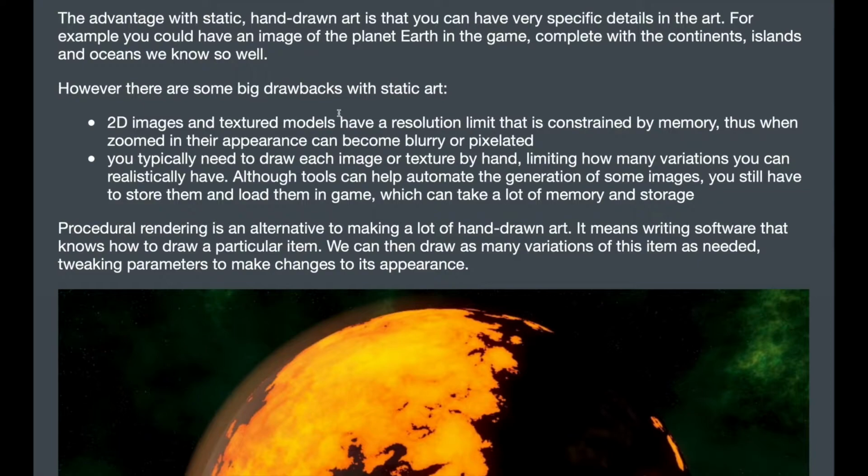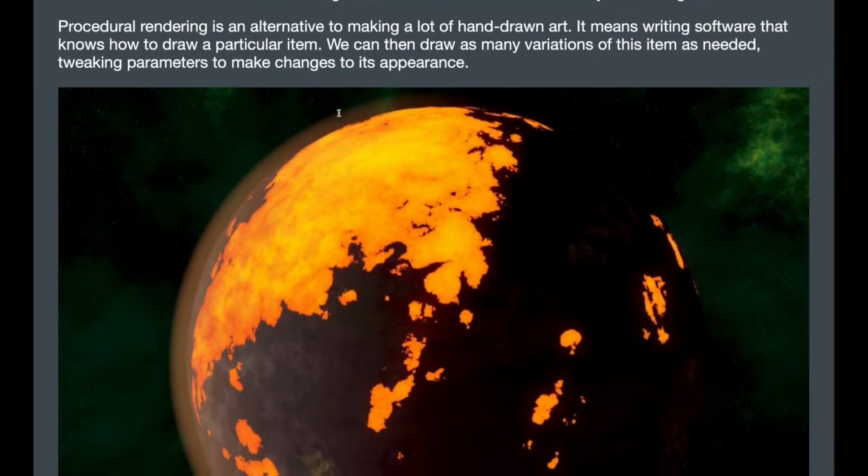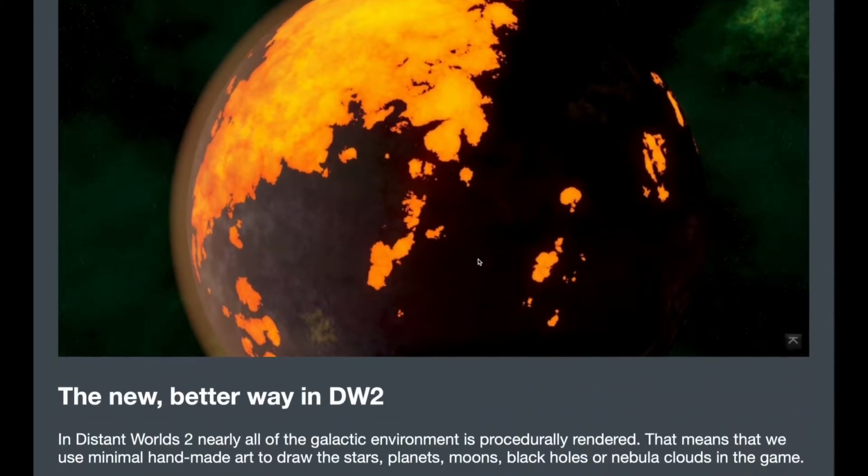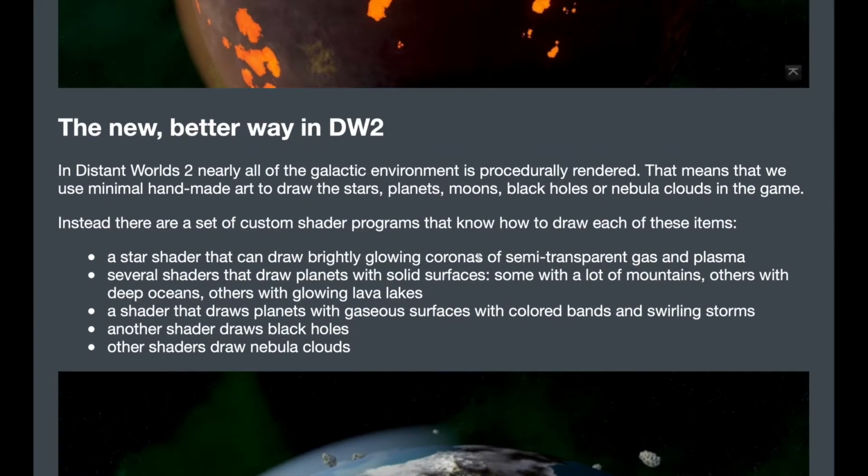Procedural rendering is an alternative to making a lot of hand-drawn art. It means writing software that knows how to draw a particular item. We can then draw as many variations of this item as needed, tweaking parameters to make changes to its appearance to get something as gorgeous as that. Wow.